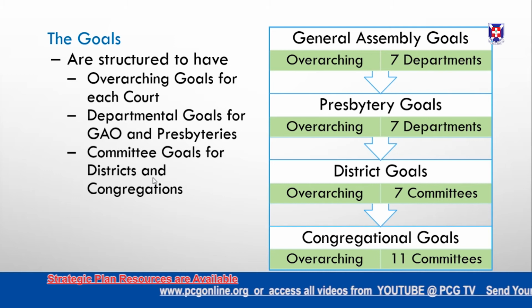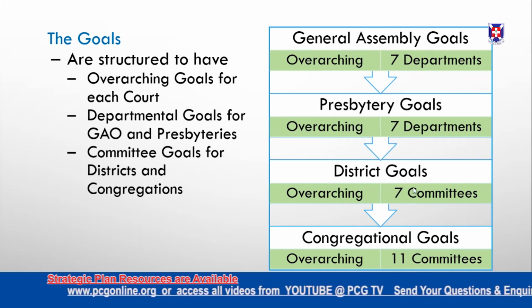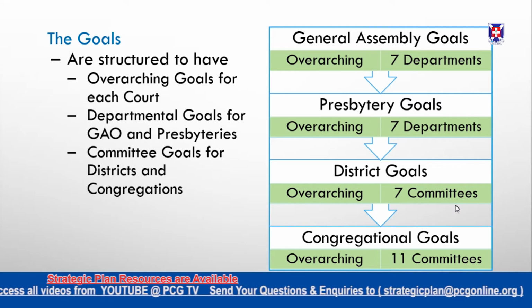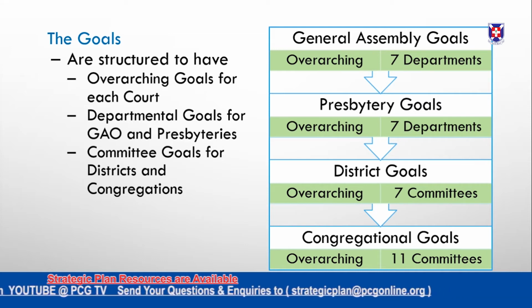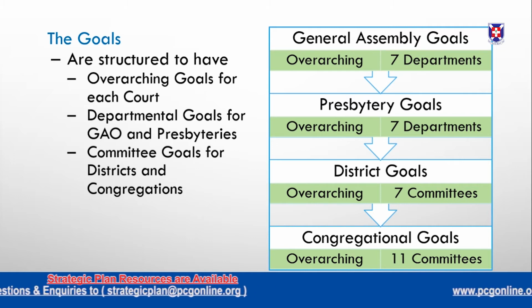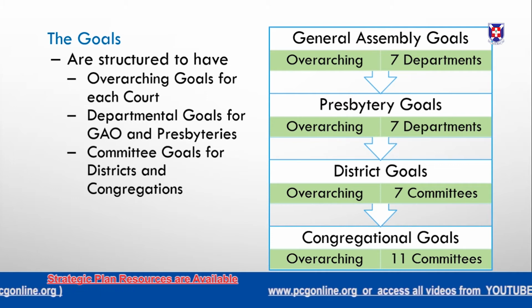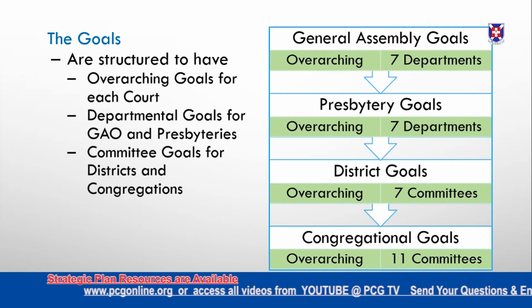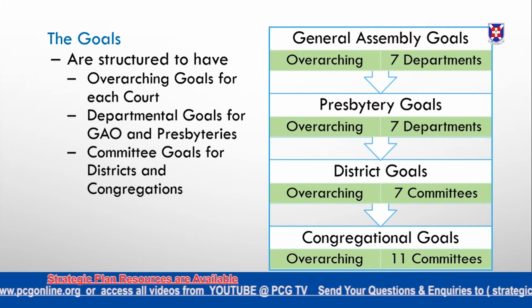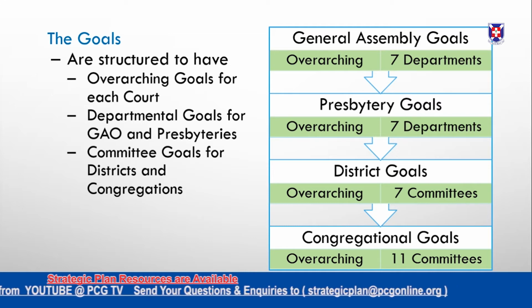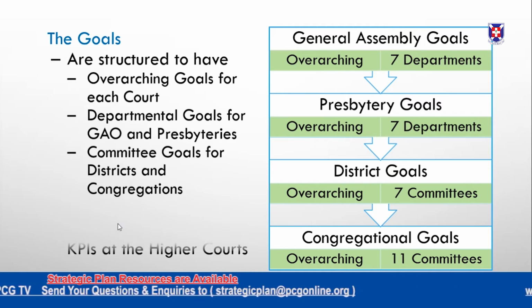Then, at the district and congregational levels, at the district level, the 7 departments become 7 committees. So the departmental goals become committee goals. And there will be 7 of those groups of goals under each of the committees in the district. And then, when it comes to the congregations, the committees become 11. So there will be 11 committee goals or departmental goals, which become 11 committee goals in the congregation. So this is the structure. So for each court, there's one set of overarching goals and a set of 7 for the 3 top, and the congregation is 11. So this is a general frame for it.